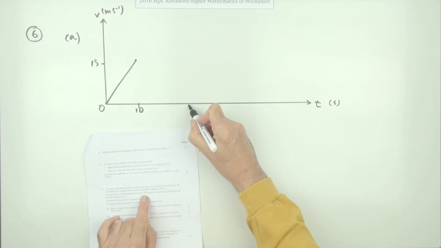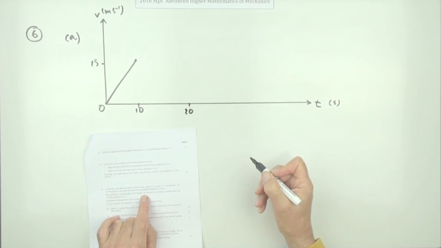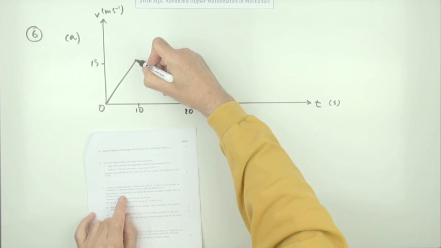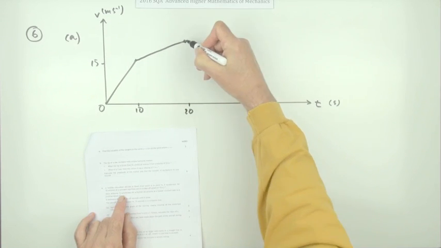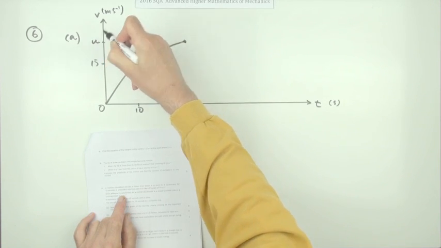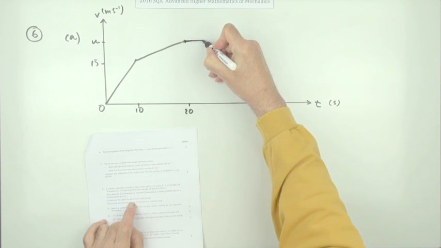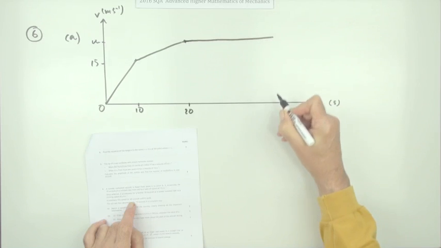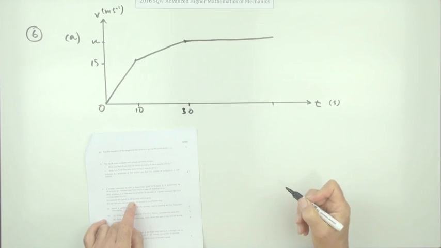Accelerates for a further 20 seconds. I think my scale's going to be a wee bit wonky here. A further 20 seconds at a slower rate till it reaches a cruising speed. So a slower rate means it will have a less steep gradient, where that's going to be u. It maintains this speed, so that velocity will be horizontal over time for a further 20 seconds, which means it's taken up to 30.